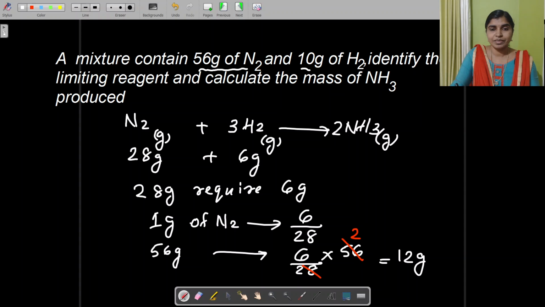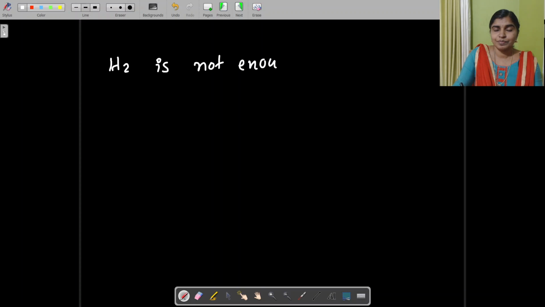So what is given here? That is only 10 grams. So hydrogen is in less quantity and nitrogen is in excess quantity. So this hydrogen is completely consumed during the reaction, and the hydrogen is not enough to combine with the higher nitrogen, 56 grams of nitrogen. So here hydrogen is not enough, and this is completely consumed.